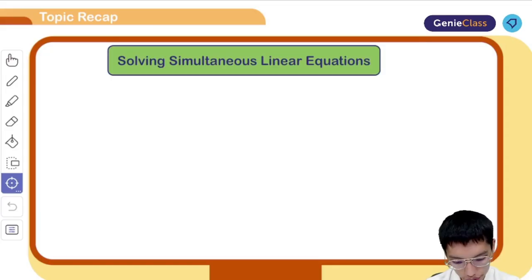Let's have a few recaps. Solving simultaneous linear equations, let's recall I have two particular methods to solve. I'm not looking for the way to solve, I'm looking for the two particular methods. Does anybody still recall what are the two particular methods that we can use to solve our simultaneous linear equations? Anybody wants to try? Very good, Denise. Anybody else?